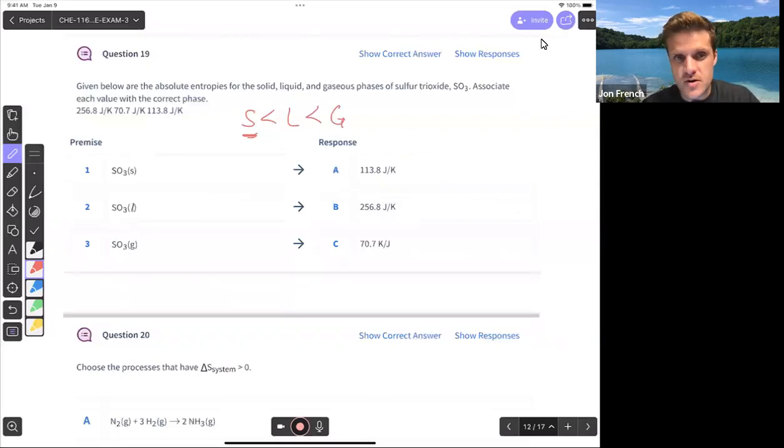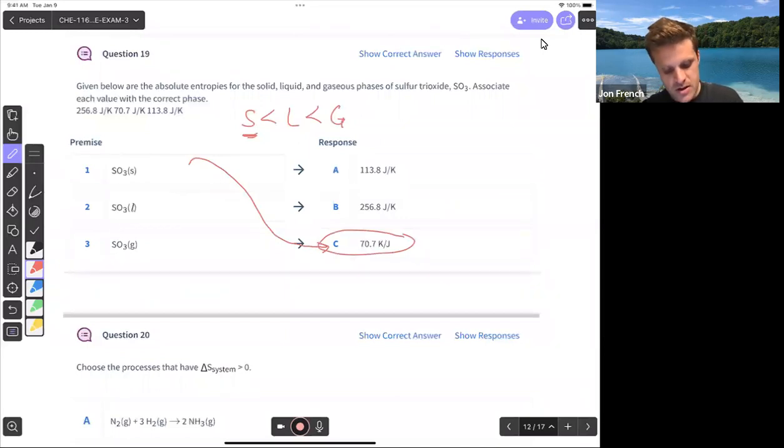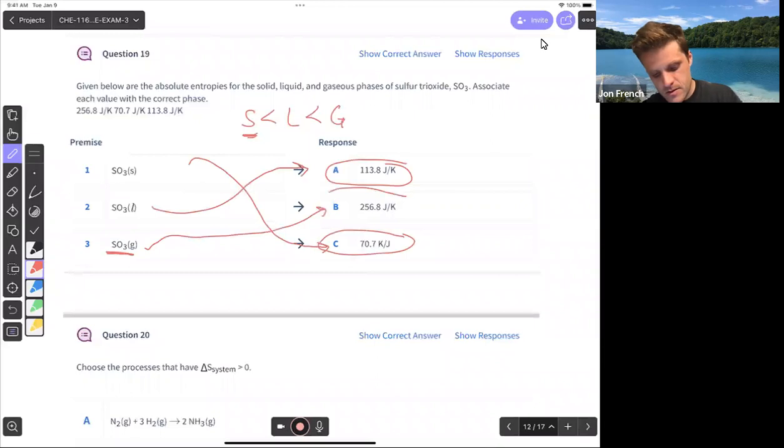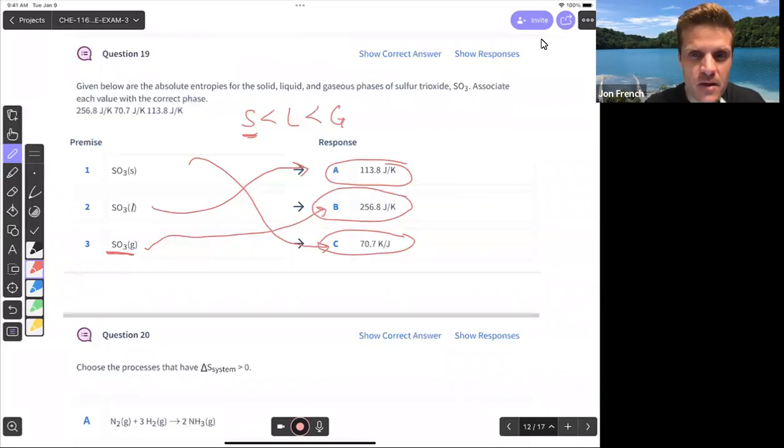So sulfur trioxide solid should have the lowest entropy. It should be associated with C. The liquid should be in the middle. So that's going to be choice A. And then the gas should have the highest entropy, right? So that should be choice B, because that has the highest entropy.